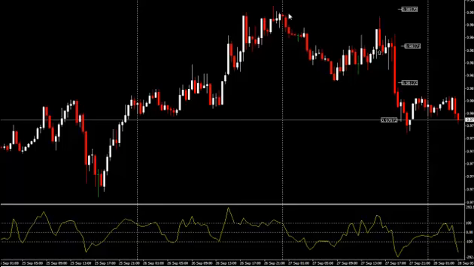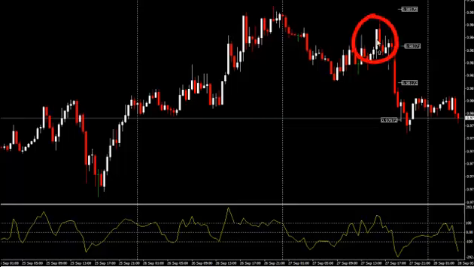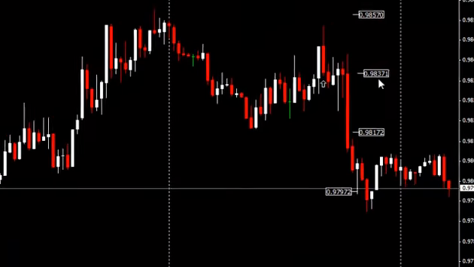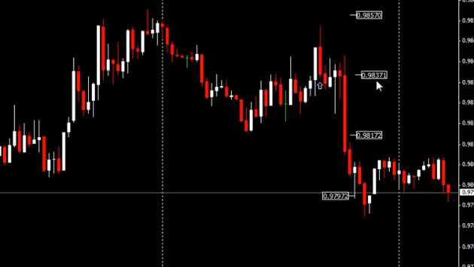This is what happened. The dollar Canadian pulled back up and tested the previous high. Here, the previous day's high. And then we wait for that candle pattern. This is our candle pattern. This is our entry.